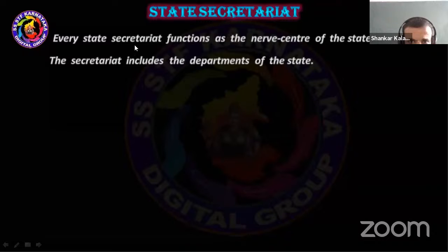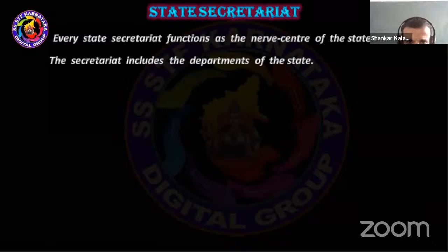Every state secretariat functions as the nerve center of the state government. Nerve center means how the nerve center works in our body; like that, this secretariat works in the state and also in the central government.